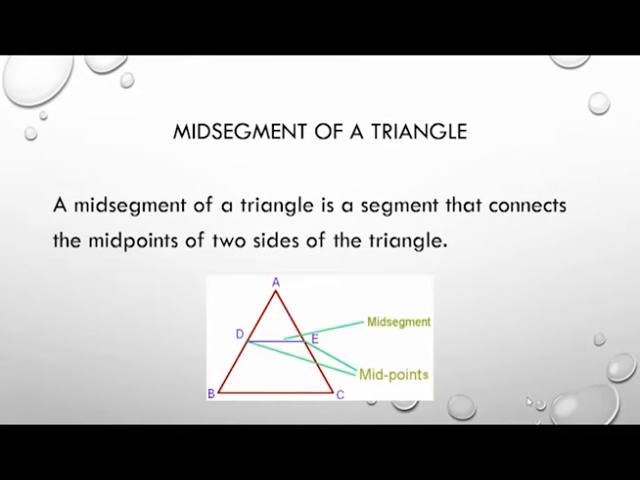We start with definitions. Midsegment of a triangle. A midsegment of a triangle is a segment that connects the midpoints of two sides of a triangle. If we're looking at this triangle ABC, our midsegment is line segment DE, where D is the midpoint of line segment AB, and E is the midpoint of line segment AC.